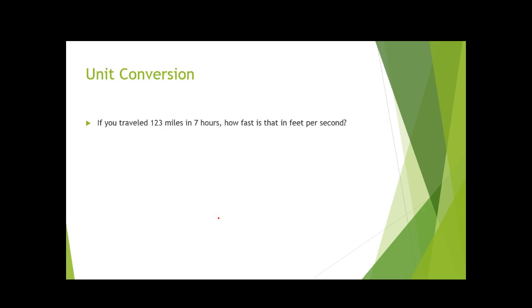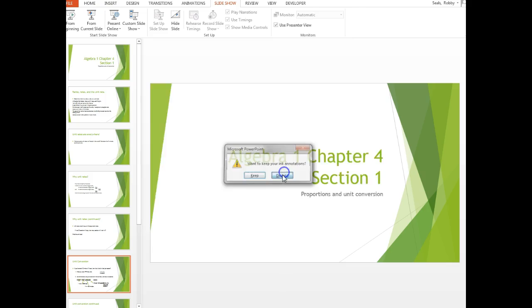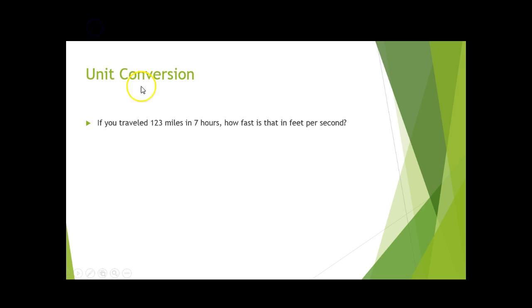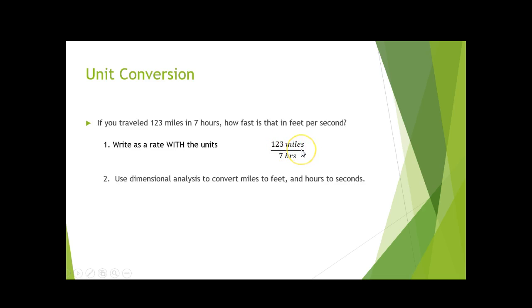So, we're going to get to a problem like this. If you travel 123 miles in 7 hours, how fast is that in feet per second? And that's what we're going to be looking at. So, we're going to write it as a rate with the units there. When you're doing unit conversion, you need to make sure that you have miles written and hours written because you're going to be using those during the conversion.